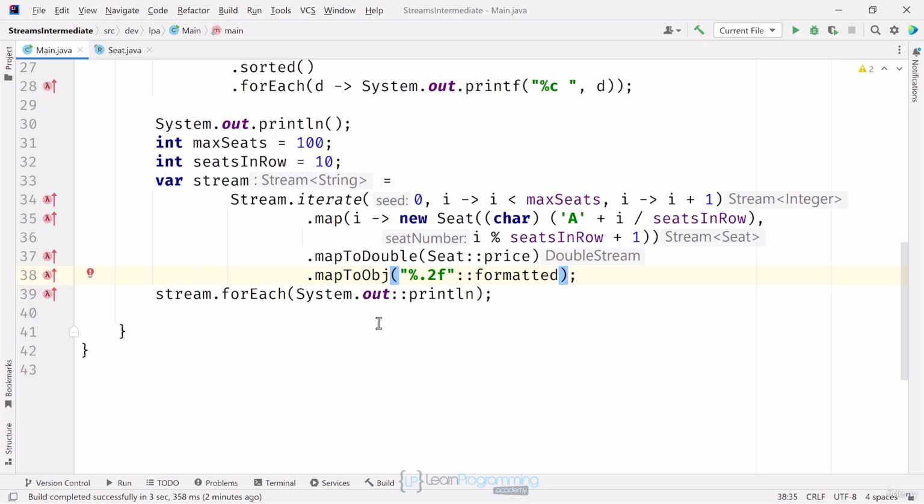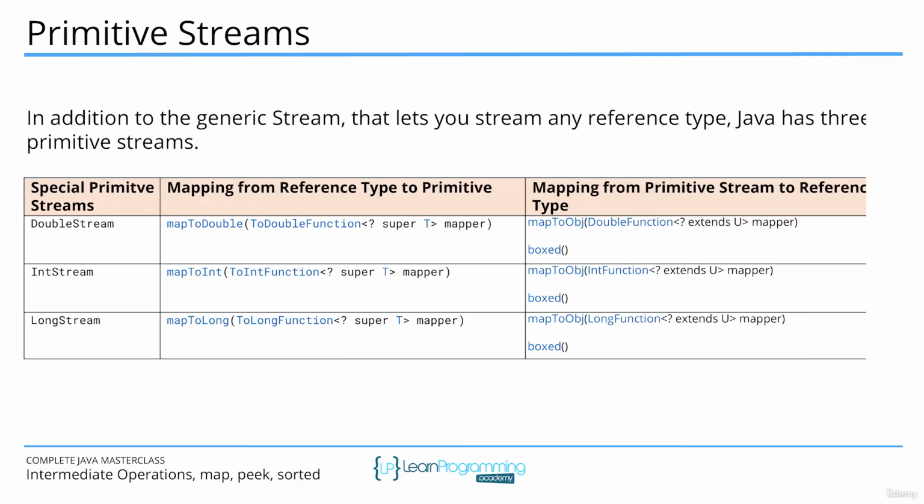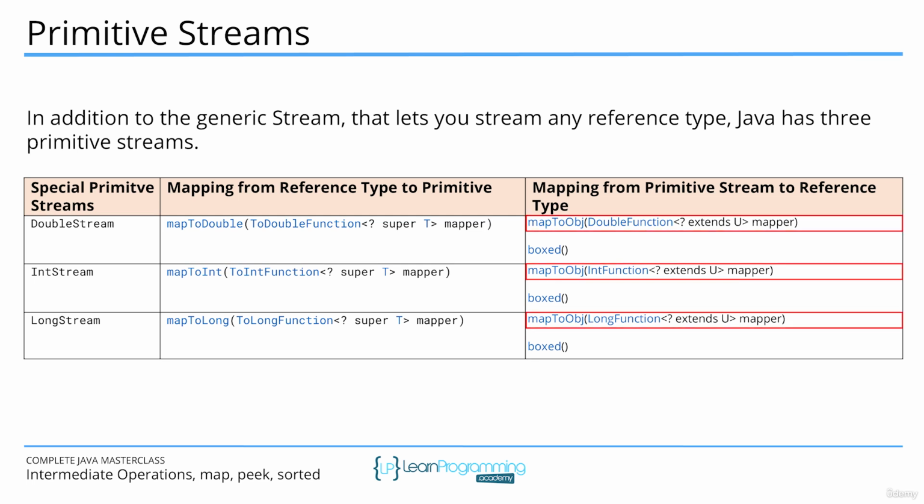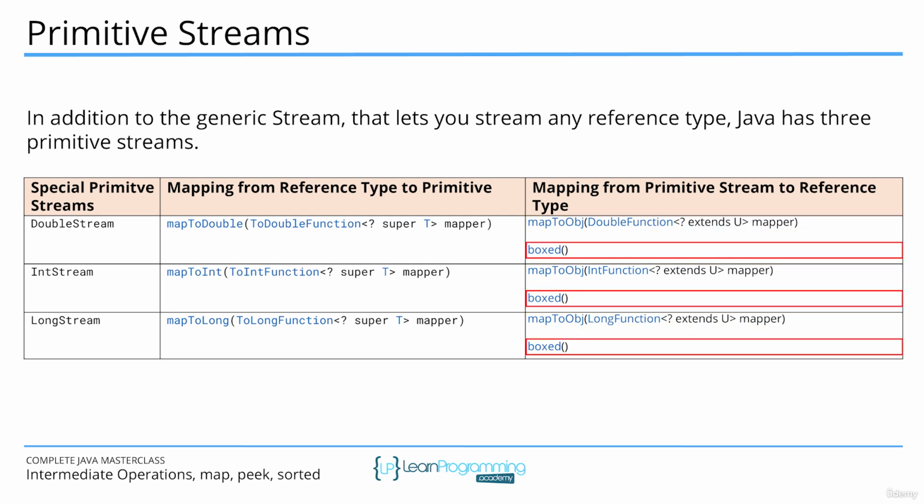Let's pause here a minute to look at a slide. In addition to the generic Stream that lets you stream any reference type, Java has 3 primitive streams. These are DoubleStream, IntStream, and LongStream. To change to a primitive stream, you choose a corresponding mapTo operation as shown in the second column on this slide. To switch to a DoubleStream, you'd use mapToDouble. mapToInt will result in using an IntStream, and LongStream comes from mapToLong. To switch back to a generically typed stream, you use mapToObj. Alternately, you can use boxed. I will show you that next.